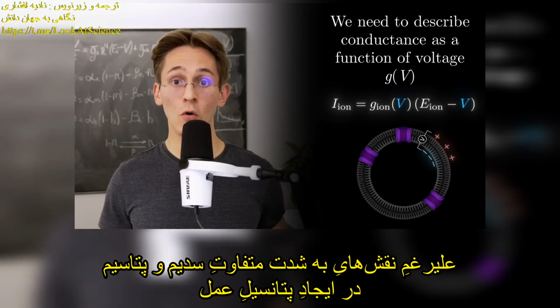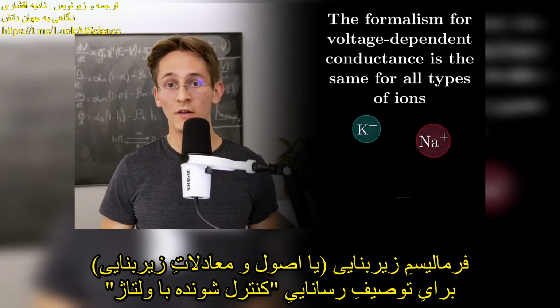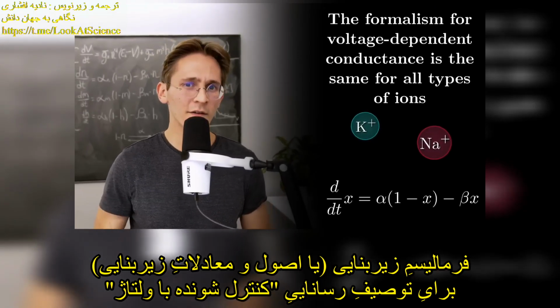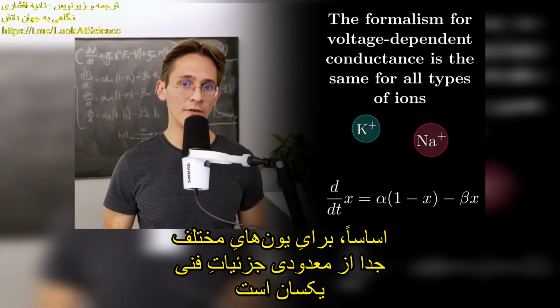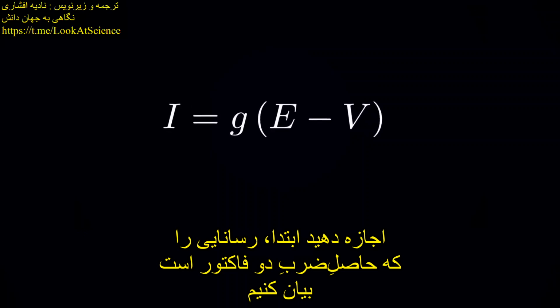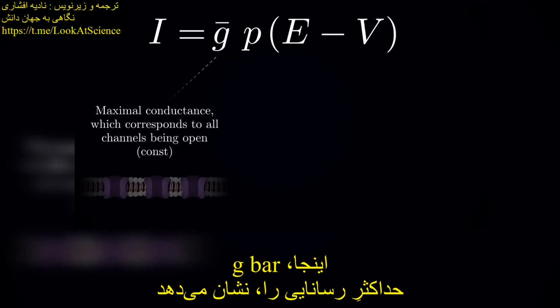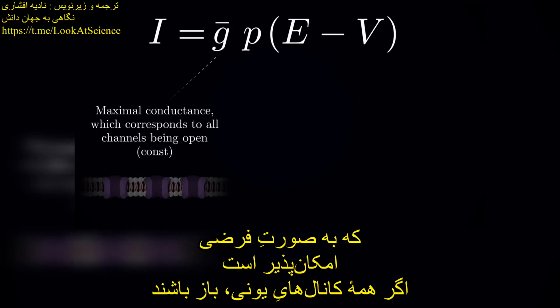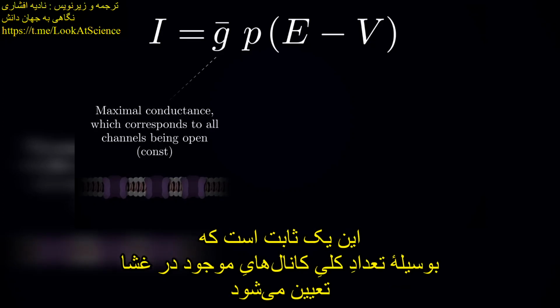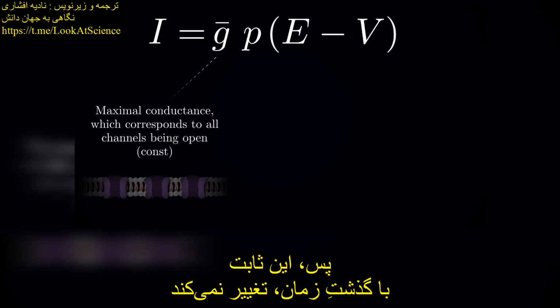Despite the drastically different roles of sodium and potassium in generating the action potential, the underlying formalism for describing voltage-dependent conductance is basically the same for different ions, apart from a few technical details. Let's first express the conductance to be the product of two factors. Here, G bar represents the maximum conductance hypothetically possible if all of the ion channels were open. This is a constant determined by the total number of channels present in the membrane and the conductance of each channel when it's open. Thus, it does not change with time.